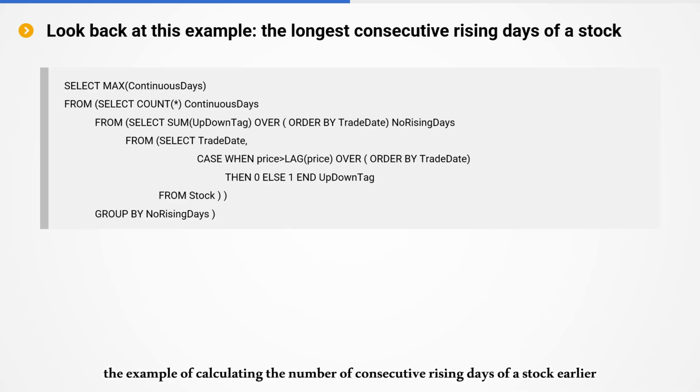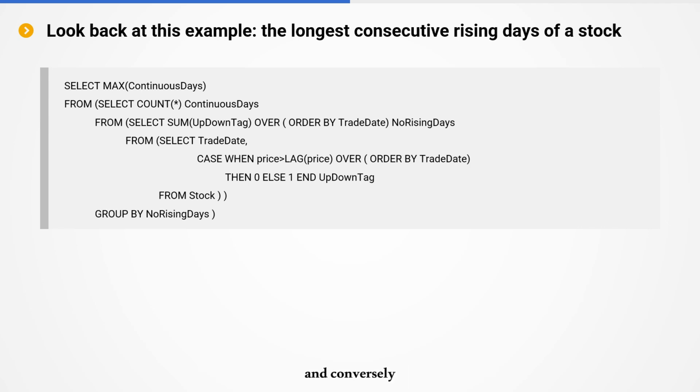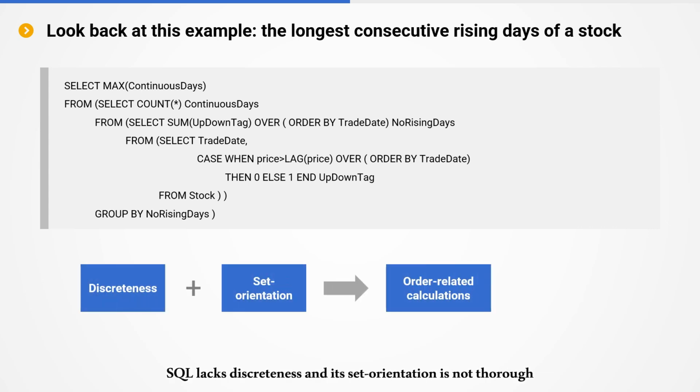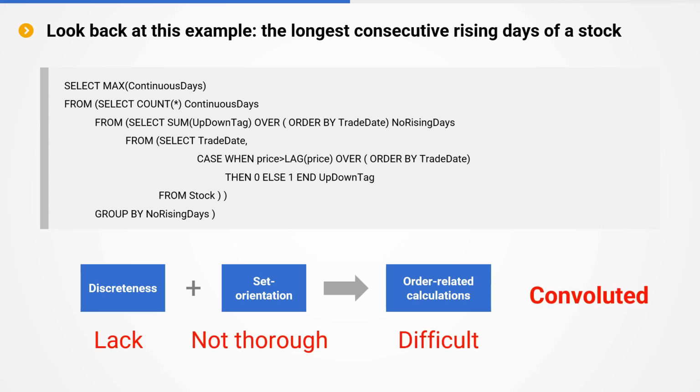Let's look back at the example of calculating the number of consecutive rising days of a stock earlier. The ordered computation involved here is a typical combination of discreteness and set orientation, where the order of members is meaningful only in the set. This requires set orientation, and in ordered computation, each member must be distinguished from adjacent members, emphasizing discreteness. Discreteness enables more thorough set orientation, and conversely, set orientation allows discreteness to play a broader role. SEQL lacks discreteness and its set orientation is not thorough, ultimately leading to convoluted and hard-to-read code.